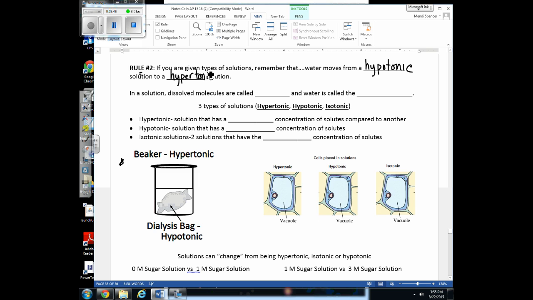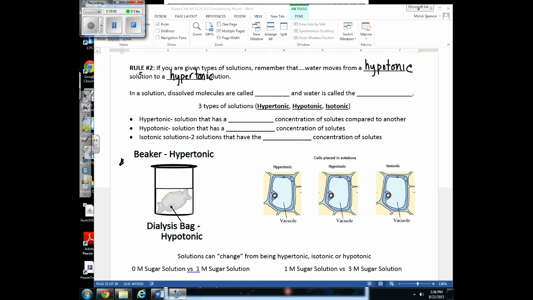Now, the easiest way to remember this is what I taught you in pre-AP. Think of going to a party this weekend. Do you want to go to a party where everyone's really hyper or where everyone is really bored? Of course, you want to go to the hyper party. So remember that. Water wants to go to the hypertonic solution.